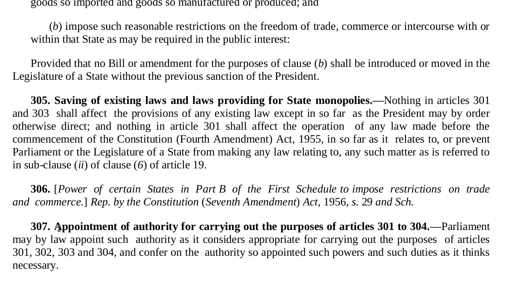Article 307: Appointment of authority for carrying out the purposes of Articles 301 to 304. Parliament may by law appoint such authority as it considers appropriate for carrying out the purposes of Articles 301, 302, 303 and 304, and confer on the authority so appointed such powers and such duties as it thinks necessary.